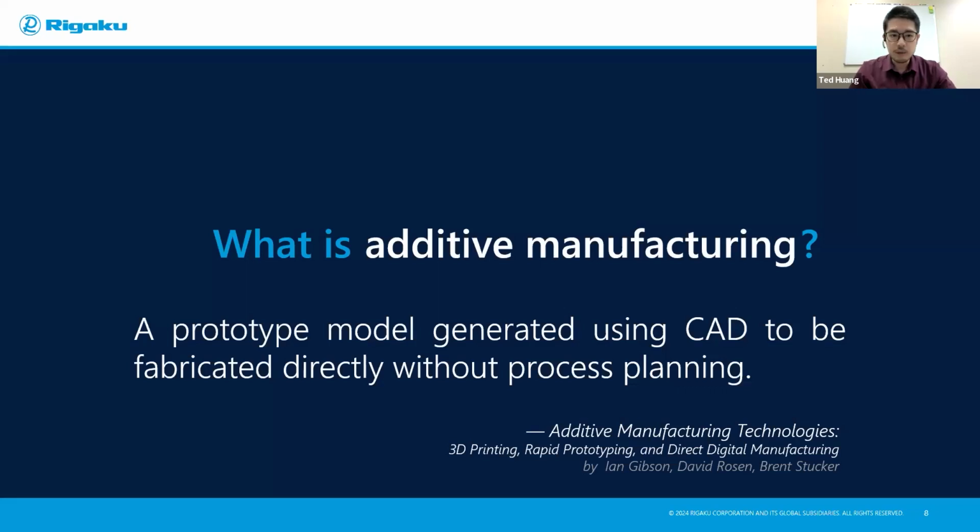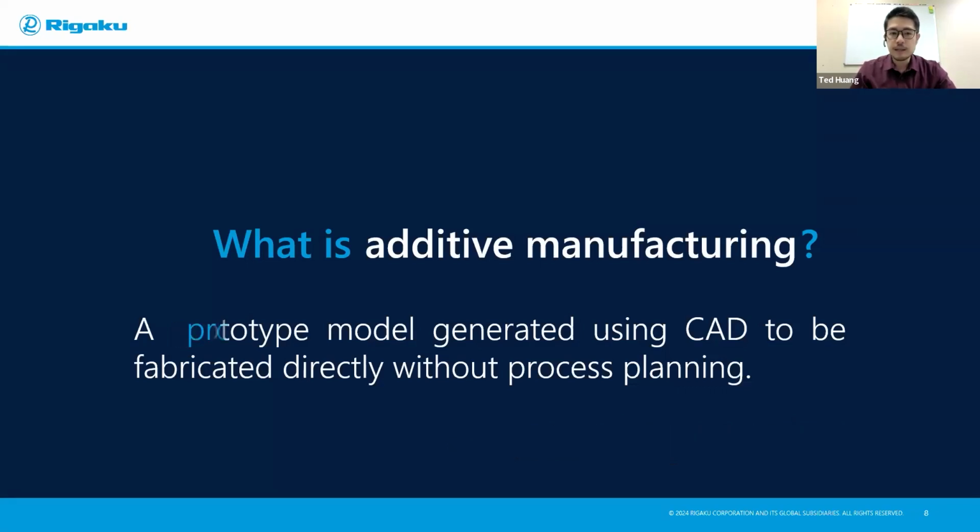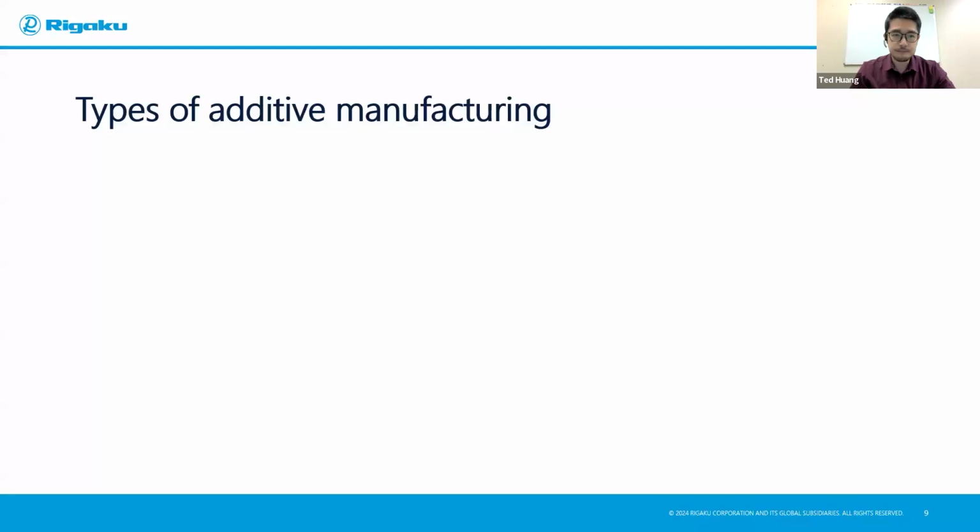But as we all know, throughout time, it has been developed. Now this technique is more than just prototyping. It can be used to make actual products, but with some increased complexity. So there is going to be some process planning involved, but it's still not as excessive as many of the traditional manufacturing processes. So how many additive manufacturing processes are out there?